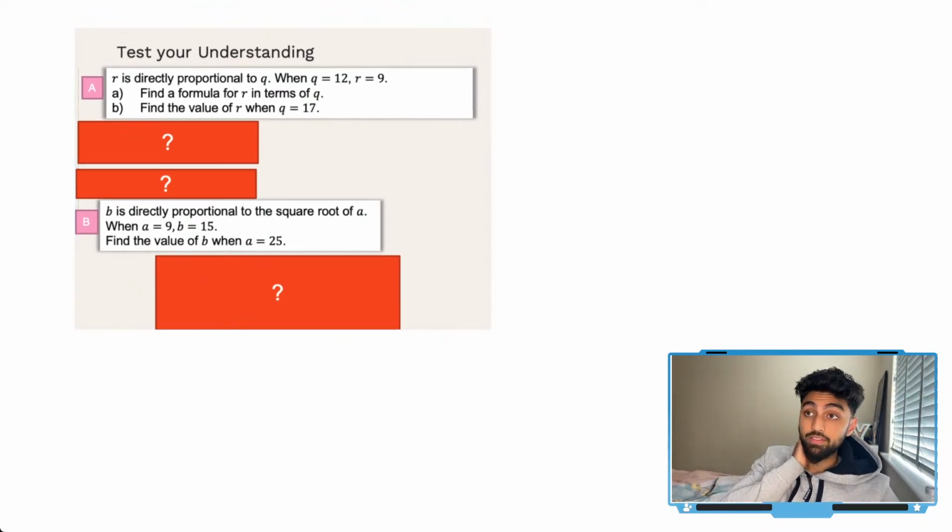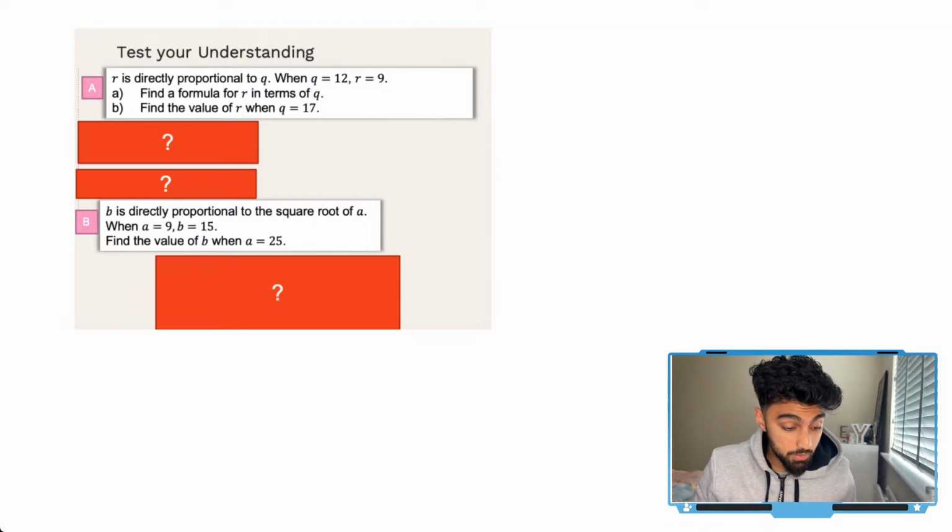Now I want you guys to have a go at this. So R is directly proportional to Q. Different variables, guys, but same concepts.